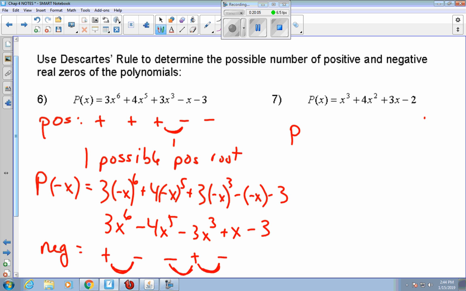So this one here, positive, plus, plus, plus, minus. How many are there? 1. 1 variation in sign.